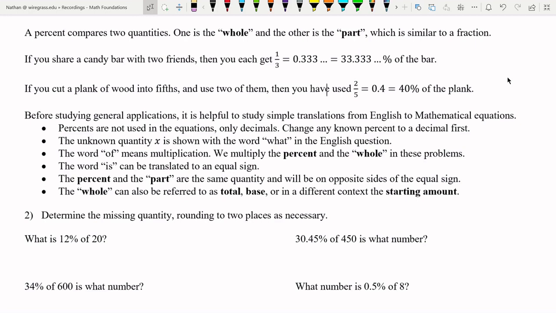A percent compares two quantities. One is going to be the whole, and the other is the part, which is very similar to a fraction. The whole is going to be the denominator, and the part is the numerator.